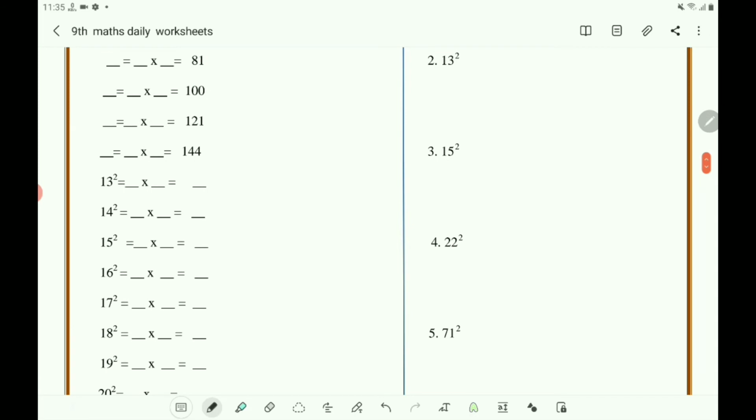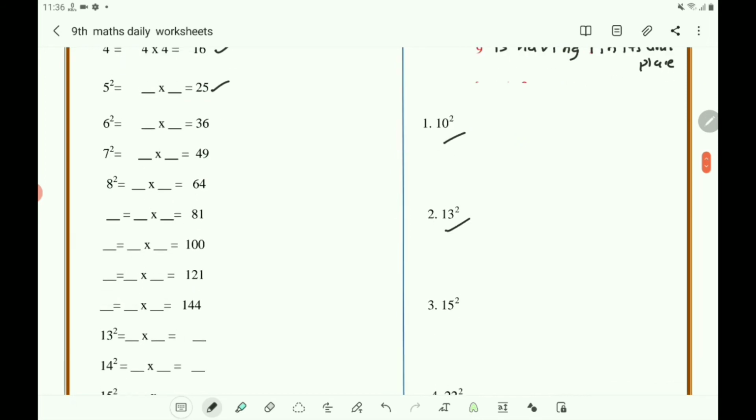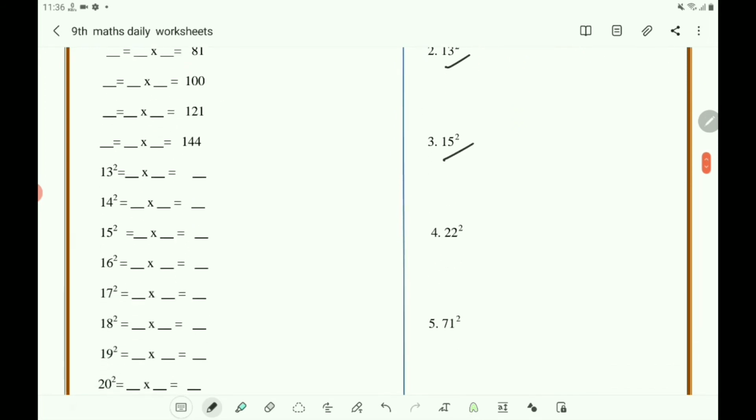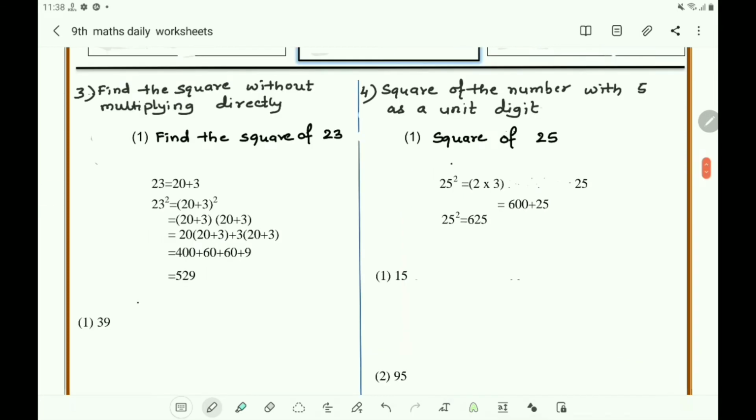Here also 15 square. Like this way find the unit digit of the 10 square, 13 square, 15 square, 22 square, 71 square. Find the unit digit of the square number, not that number. In the above example, you got these square numbers by multiplying it 2 times. Now, without multiplying directly, it is possible to get the square number.